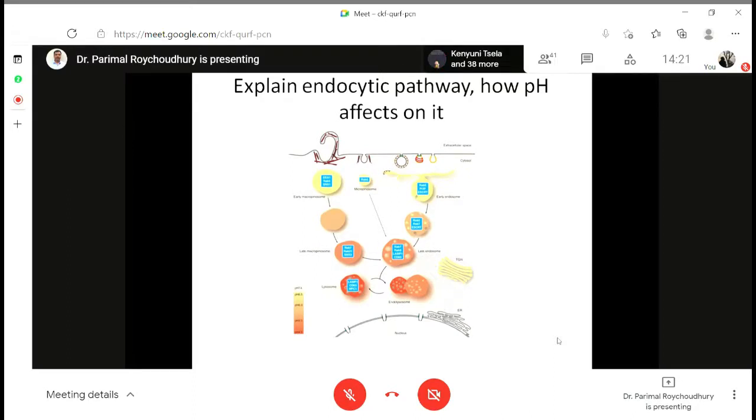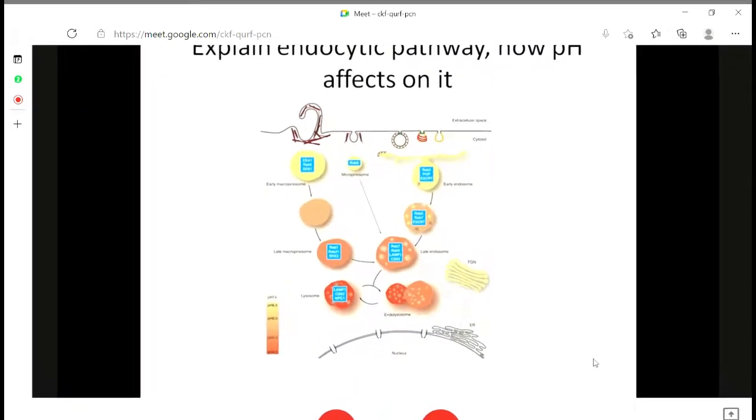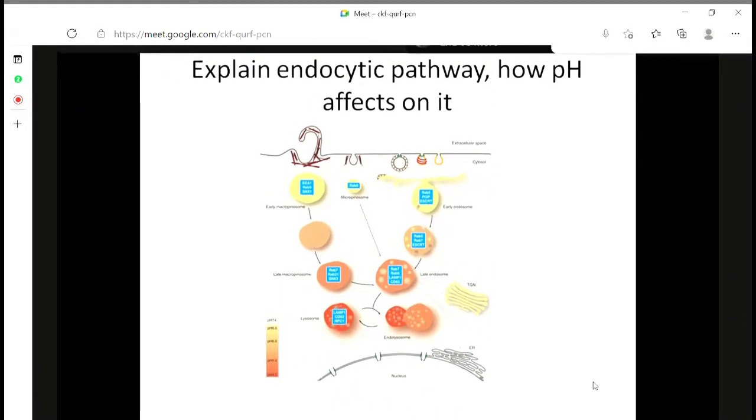Well, in the previous two sessions, we discussed the replication of viruses and all the different stages of virus replication. Then I requested all of you that if you have any doubt or query, you can put some questions. So I got one question here, asking about the endocytic pathway and how pH affects it. This particular process we discussed when we talked about the penetration and uncoating of viruses.